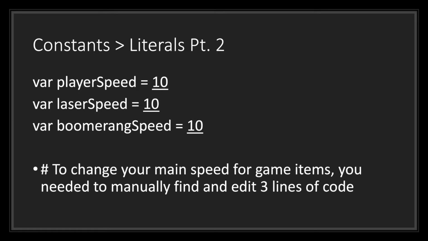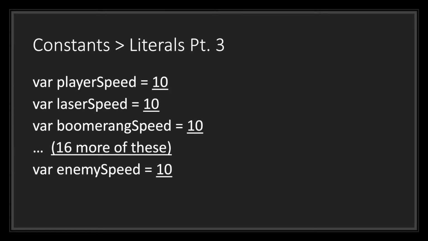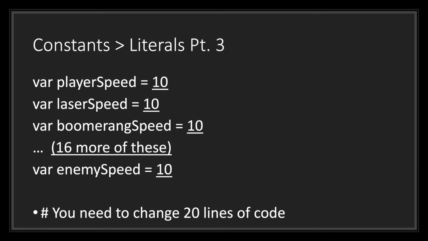In our case, to change our main speed for game items, we needed to manually find and edit 3 lines of code. Now this doesn't seem to be a lot of work for 3 lines of code. However, if we had more code, this would take more time. In this case, we have 20 variables that rely on the speed value 10. As you can see, we have 20 lines of code. Now imagine if we had to change 20 lines of code when we decided that the speed is too fast. You're in trouble now because you need to take the time to manually find in your script any code that uses your speed, and you have to find them all.